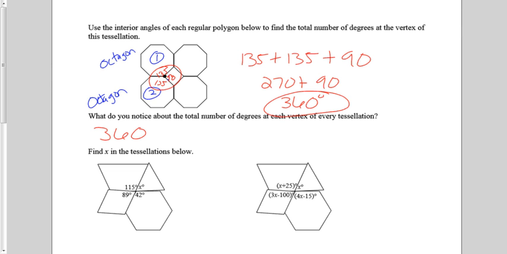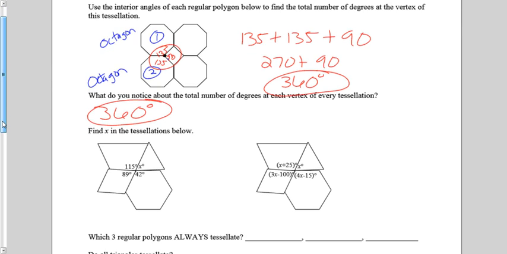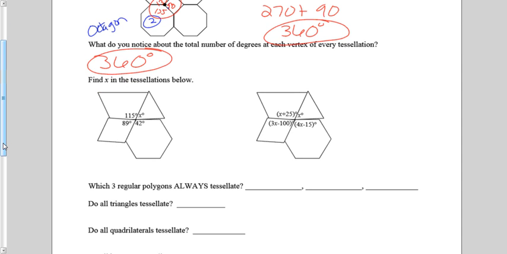So every time you have a tessellation, when you find one vertex, everything around there should add to 360. So that should help us with these next 2. I apologize for the grouping of my figures. These should all tessellate and match up, and mine are kind of tilted. So for the first one, if I go all the way around this point, I should get 360 degrees. So I would take 115 plus x plus 42 plus 89, and that's equal to 360.